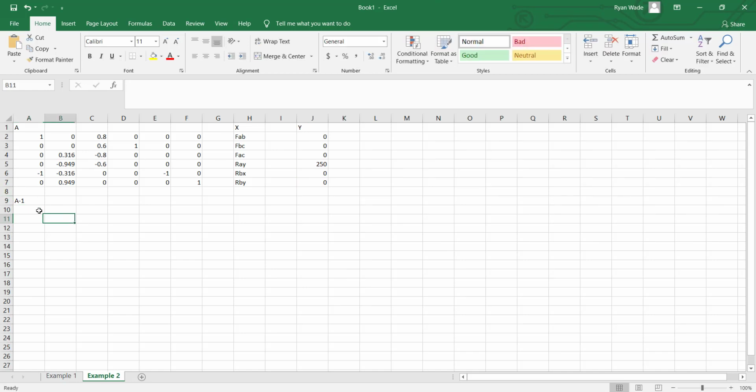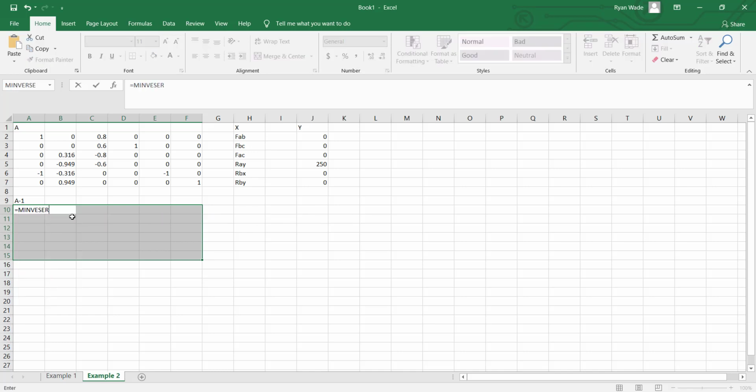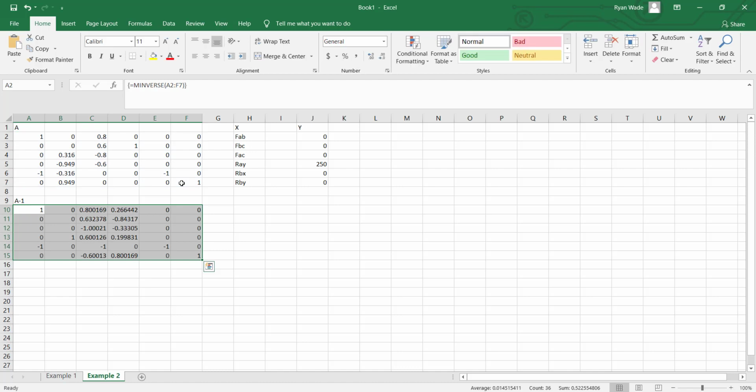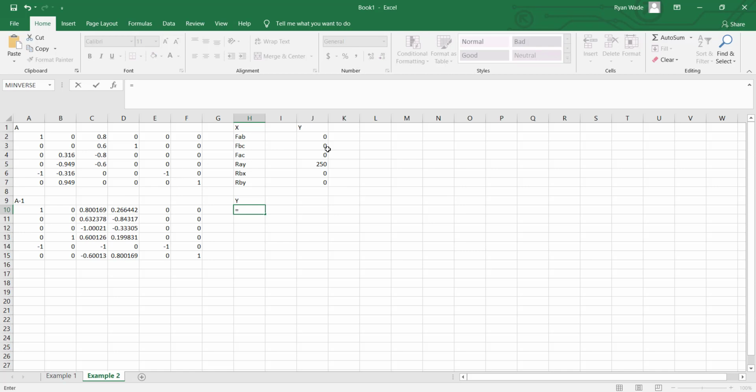Using matrices, now I can just find my inverse. I'm going to do a 6 by 6, so 1, 2, 3, 4, 5, 6, and I'm just going to type equals inverse of this. Remember, even if I type it in, I have to press Control-Shift-Enter, and it plugs in my inverse. I'm going to multiply that by my Y matrix. Drag that one down. And then my solutions for X, I'm going to select all of them.